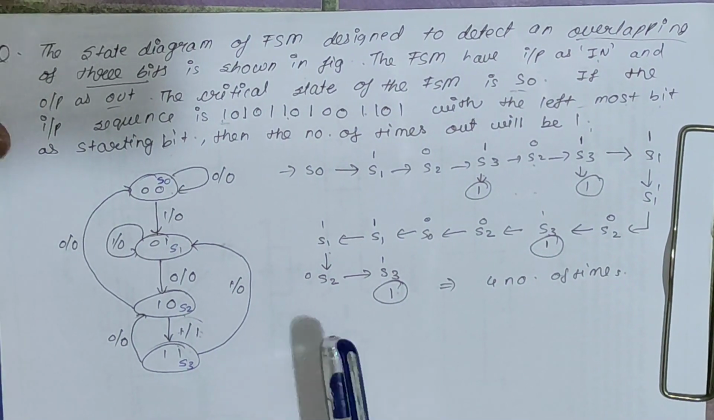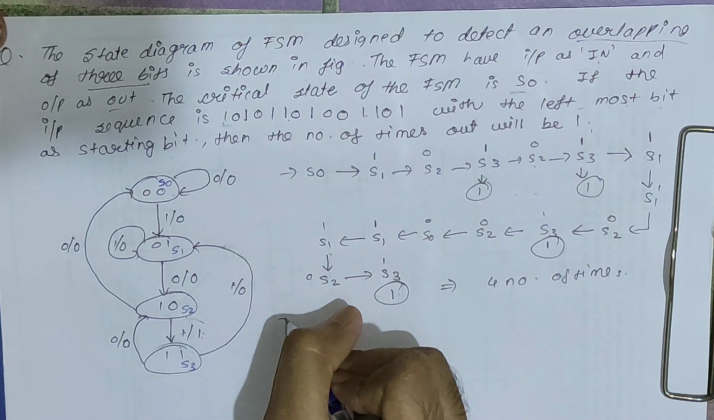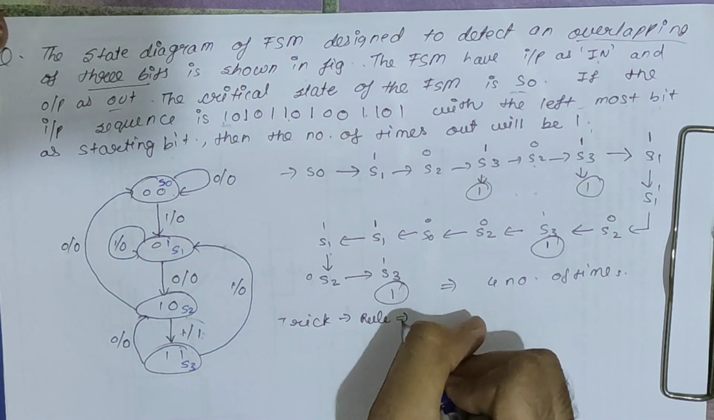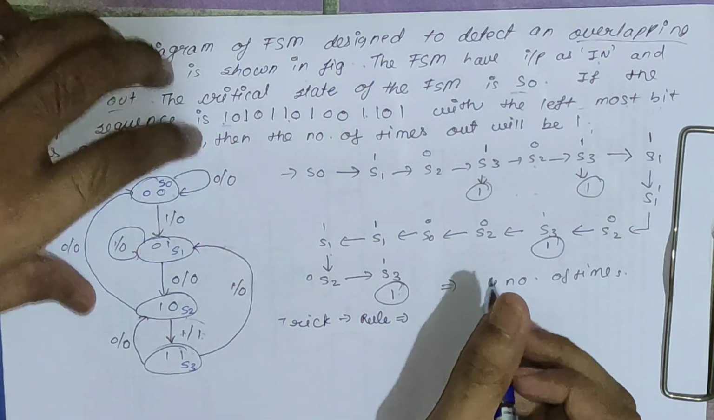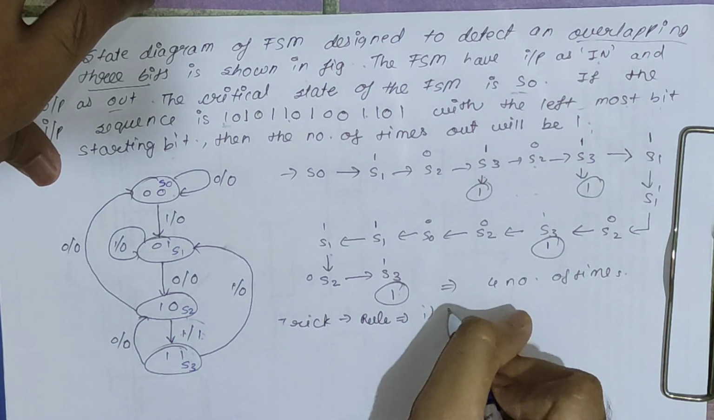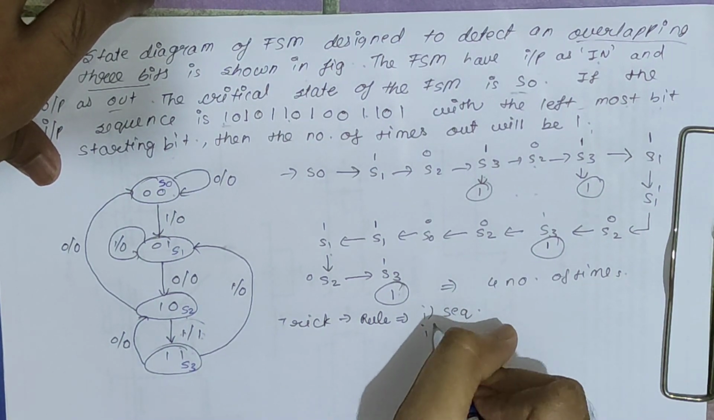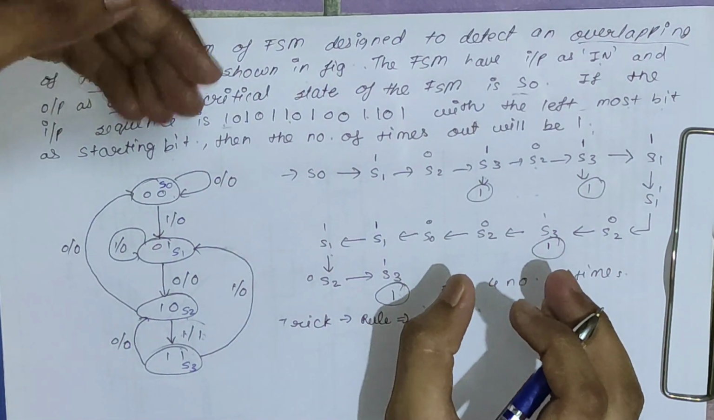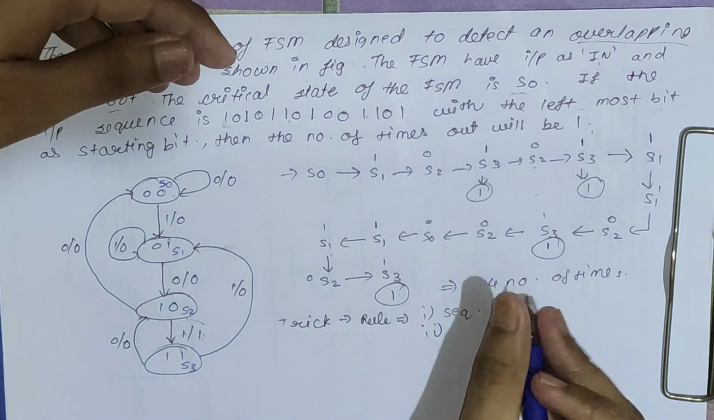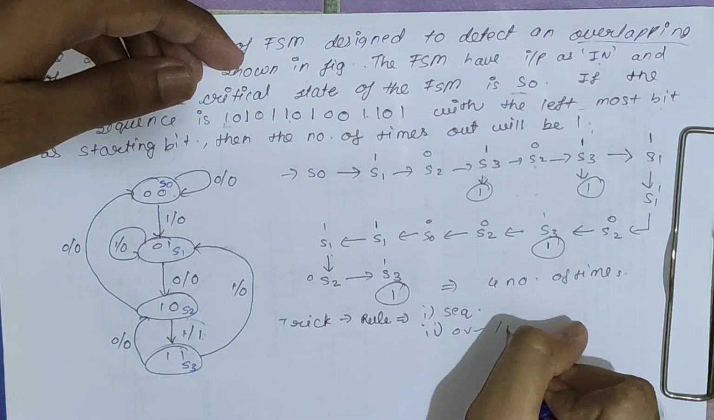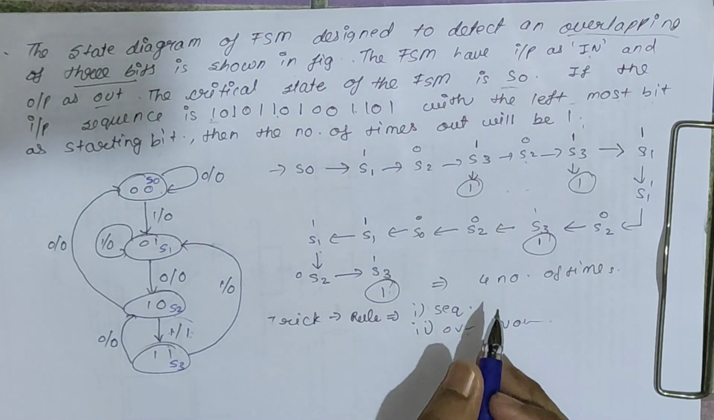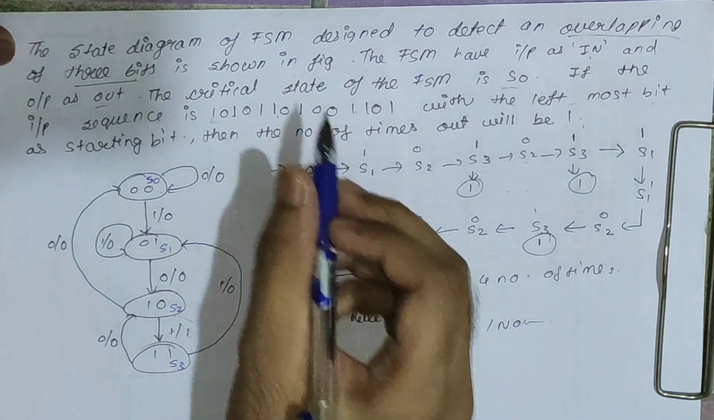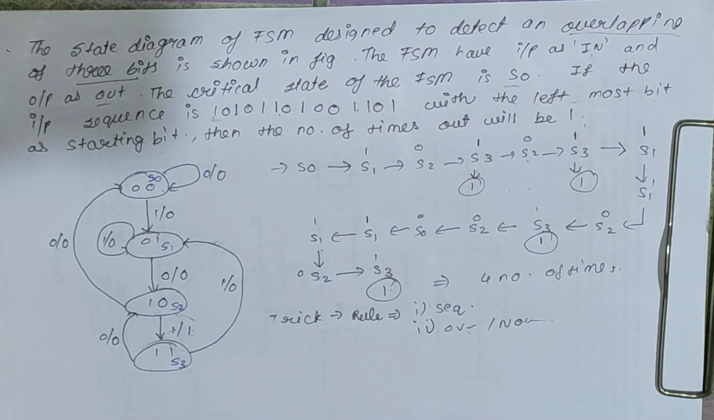Okay, now we will see the trick. So for the trick, the rule is, first you need to find the sequence for which you will get the output as 1. Okay, so first find the sequence, then check whether in the question the finite state machine is with the overlapping condition or with the non-overlapping condition. So we will find the overlapping or non-overlapping. Then according to this, we will count how many times this sequence is repeated in the given bit stream. Okay, so now we will start the trick.